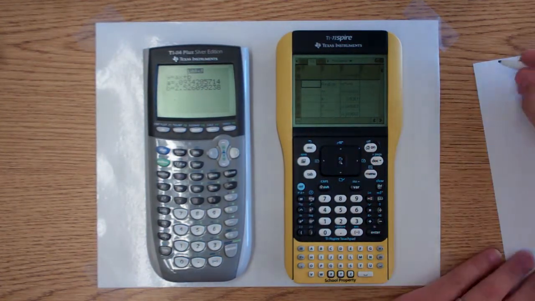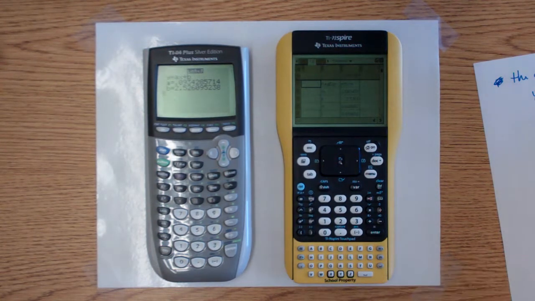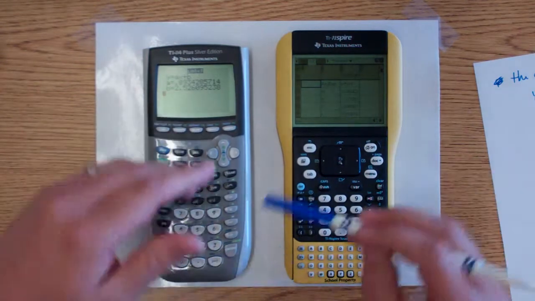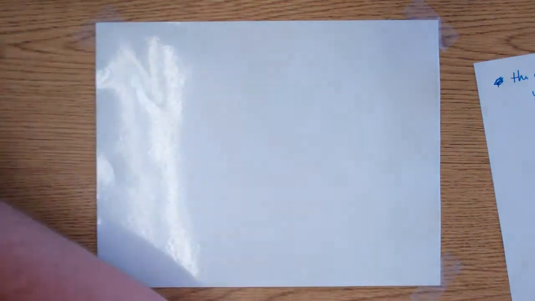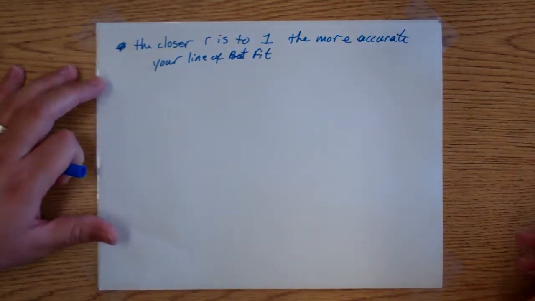I mean, you can't see what I'm writing on right now, but the closer R is to 1, the more accurate your line of best fit. All right, now I'm going to move these aside for a second because you should have the numbers up, so leave the numbers up. Okay, so here we go. The closer R is to 1, the more accurate your line of best fit.